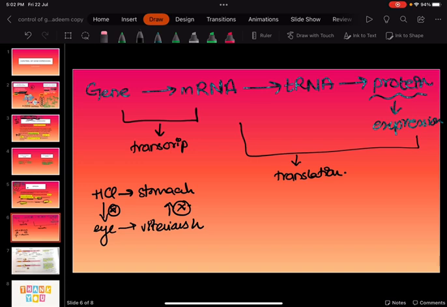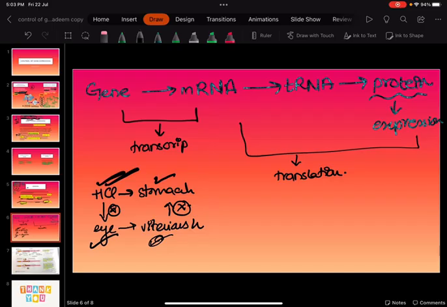We have studied all our lives that each cell in our body has the same set of DNA. Then why is it that the stomach cell produces HCl but the eye cell does not, even though it has the gene for the production of HCl and has the same DNA as the stomach cell? The reason for this is actually the control of gene expression.